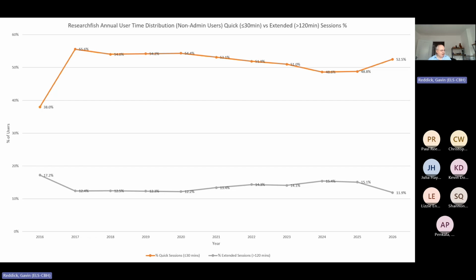So I will pause quickly there. Does anybody have any questions on the user time? So the overall takeaway is that Q1 this year does seem to be a little bit different and moving in the right kind of direction.